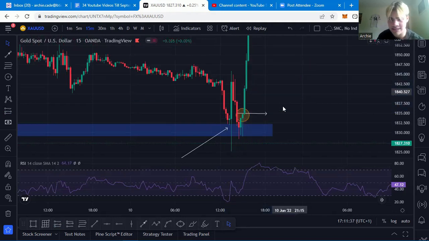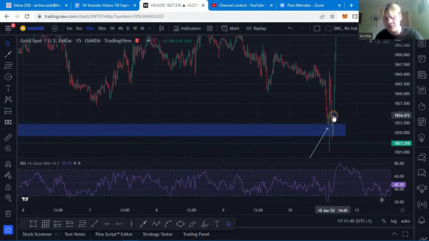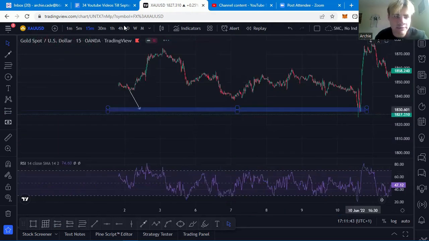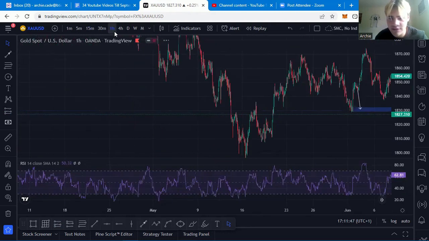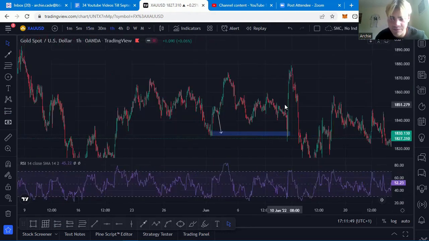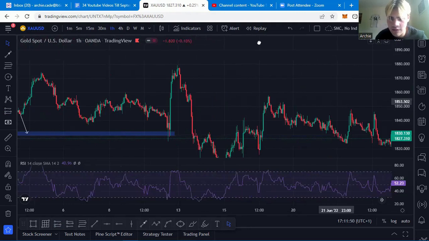Of course, this is looking back in hindsight, so you can't fully test everything, but you can kind of see where I'm going. So let's try and break down another example. Let's try and find one that worked well also.